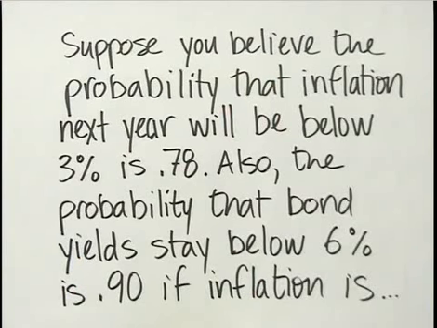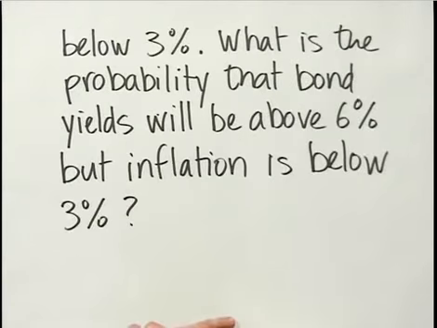Suppose you believe that the probability that inflation next year will be below 3% is 0.78 or 78%. Also, the probability that bond yields stay below 6% is 0.90 if inflation is below 3%. So what is the probability that bond yields will be above 6% but inflation is below 3%?